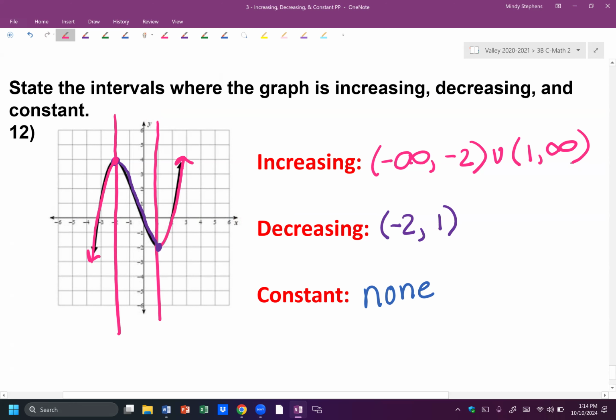And that's it. Okay, so one really important thing that is probably the most common mistake I see, make sure you only use numbers on the x-axis. Do not use the y-axis at all. Just pretend like it's not even there. You're only using the numbers off the x-axis for this entire assignment.